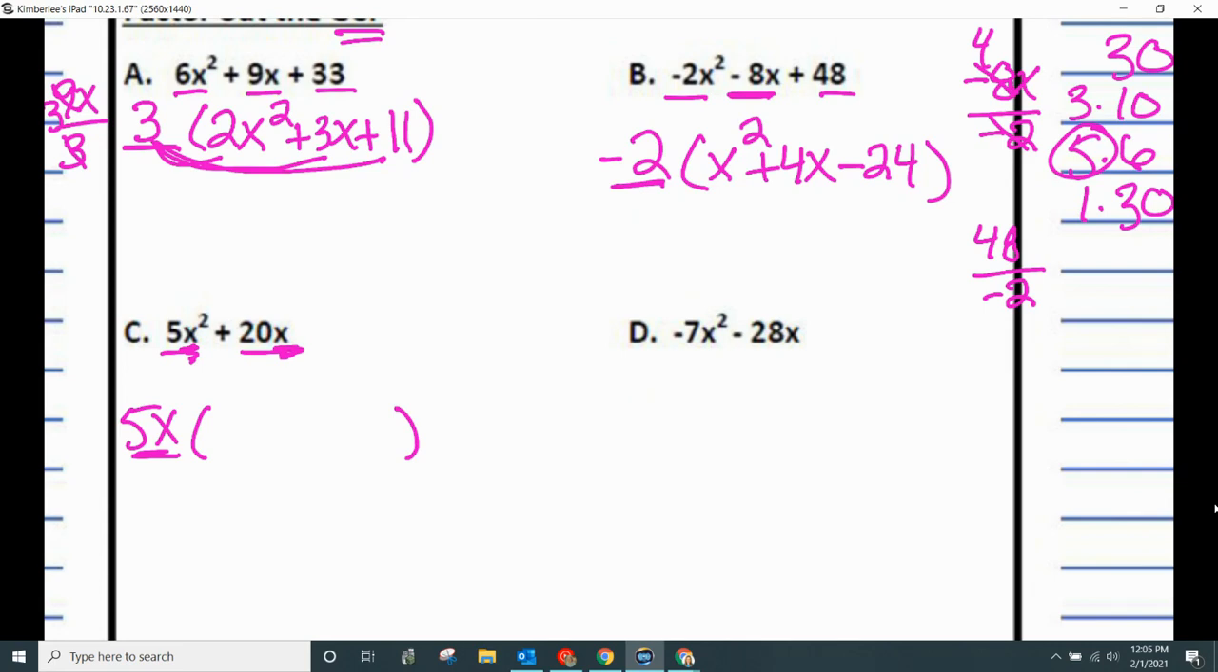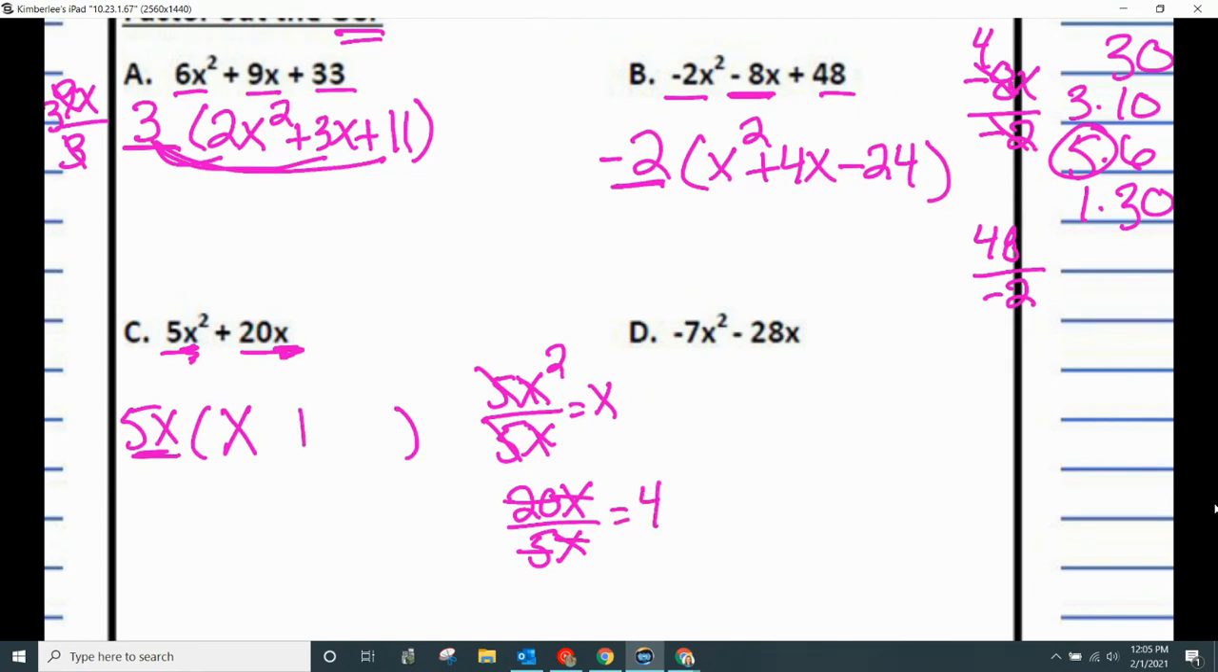Well, 5x times what would give me 5x squared? Well, I would have to multiply it by an x. And again, you could think of it like dividing. 5x squared divided by 5x. Oh, well, the 5's will cancel. And then you could think of this x squared. Remember our powers here? If I had 2, 1 would cancel, and I'd be left with just 1x. And then you could do the same thing with the 20x. You have to think of it like dividing, and eventually you'll be like, oh, yeah, the x's would cancel. And then 20 divided by 5, whoa, that equals 4. So I would just need a 4 here.